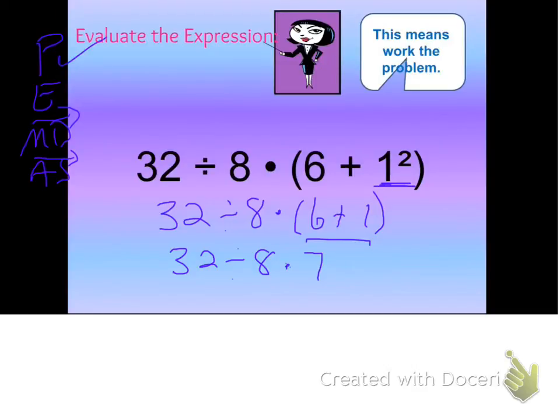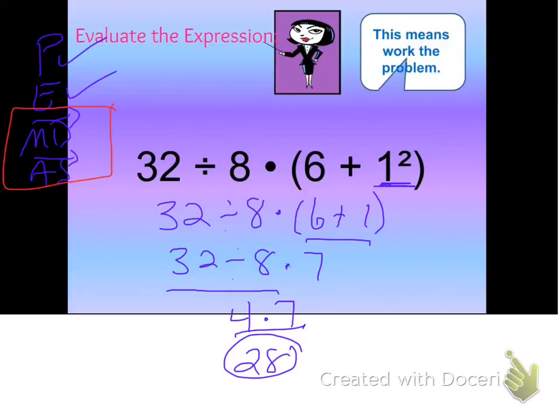So we have no more parentheses. We have no more exponents. So it's multiplication and division from left to right. So I'm going to divide first here. 32 divided by 8 is 4. I'm going to multiply that by 7. And I end up with 28. It's very important that you remember this piece right here with the multiplication and division going left to right. You all are going to do fantastic at this. Watch your calculations.